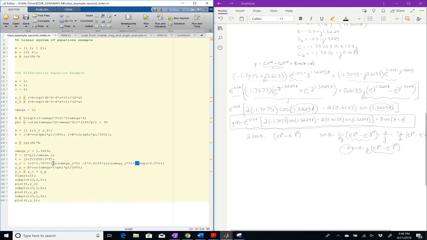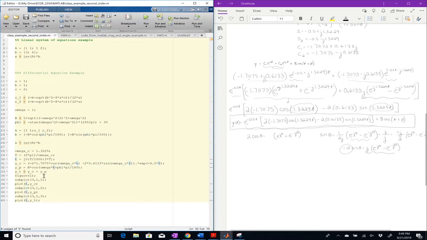Because sine and cosine are going to give me a whole bunch of results, basically one value for each point in time, and exponential is going to give me one value for each point in time, I have to do the element-wise multiplication. Okay? And then I do my yp, my particular solution. In this case I did omega times t, and you'll notice that I defined omega up here as 1. The only other thing I did was I took my phi and multiplied by pi over 180.